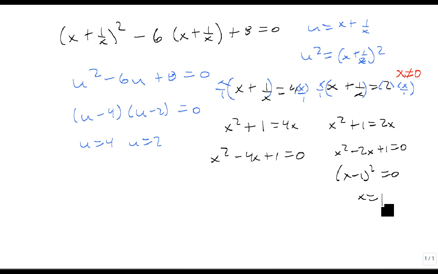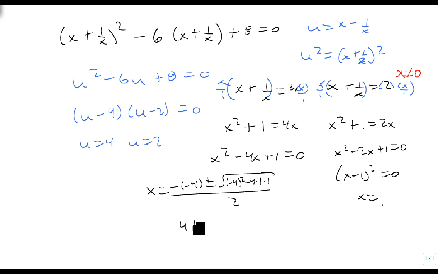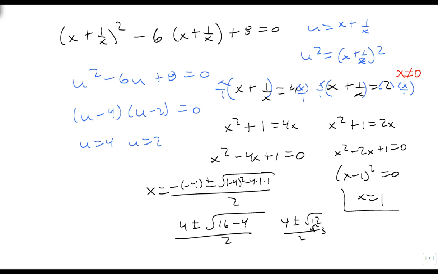The other one, though, doesn't work out as nicely. We're going to have to use the quadratic formula. Let x equal minus b, minus minus 4, plus or minus the square root of minus 4 squared minus 4 times 1, all over 2, which is 4 plus or minus the square root of 16 minus 4, over 2, 4 plus or minus the square root of 12. Square root of 12 is 4 times 3, so a 2 comes out. So we get 4 plus or minus 2 root 3 over 2. Notice the 2 goes into both. So my answer is x equals 2 plus or minus the square root of 3.